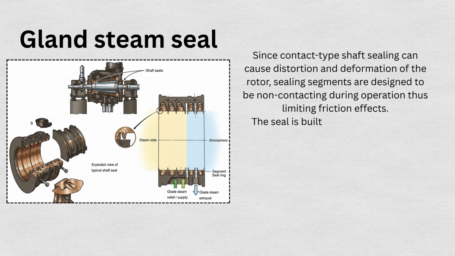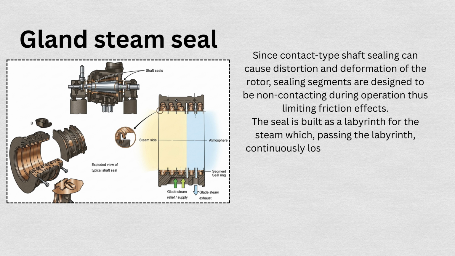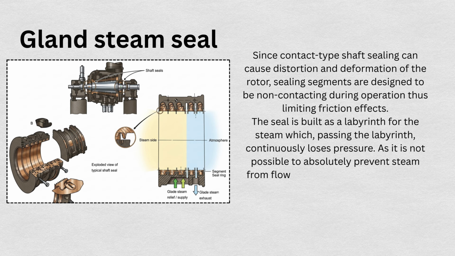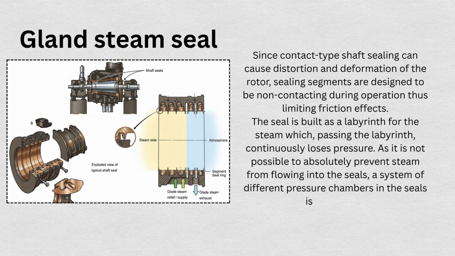The seal is built as a labyrinth for the steam which, passing the labyrinth, continuously loses pressure. As it is not possible to absolutely prevent steam from flowing into the seals, a system of different pressure chambers in the seals is necessary.